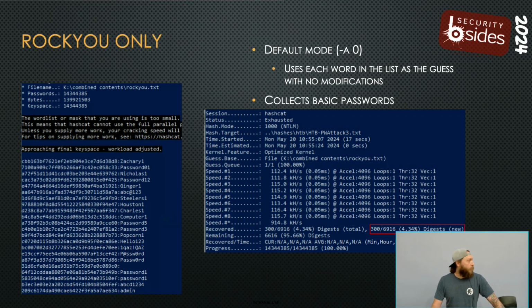So just with RockU here on this data set, this is a corp data set with 6,900 hashes. We got 300 passwords just from RockU. I laughed pretty hard at that one. Again, this is just using that A0 mode, but we're not feeding it a rule set yet. So this is just checking what passwords are in the list that we specified.